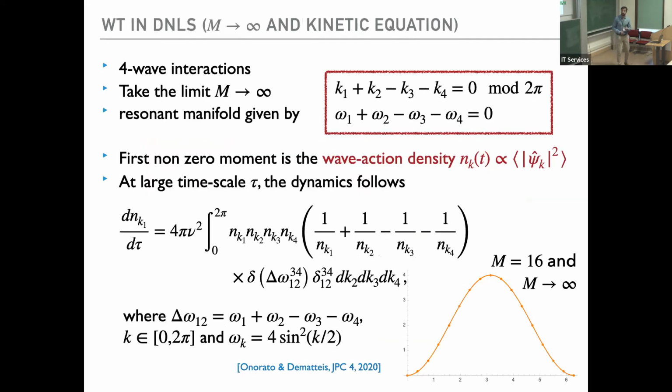So in this particular case, we have 4 wave interactions, or 4 mode interactions. So we're going to have 4 modes interacting like that, 2 modes going into other 2 modes, mod 2 pi, in order to take into account umklapp processes. And we also need to satisfy this relation on the resonant manifold for the angular frequencies. Where I remind you the dispersion relation is given by this function here.